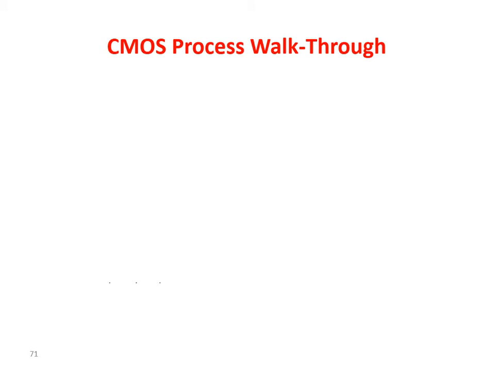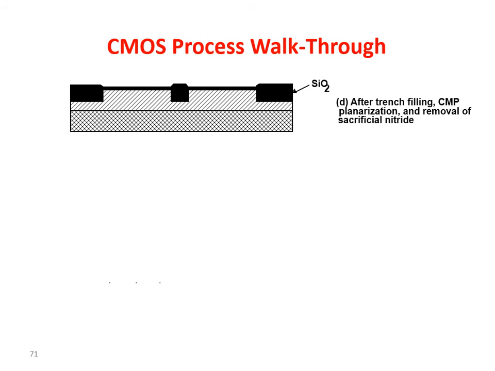We go on and we fill the trenches with SiO2, silicon oxide deposition. We put silicon oxide and it goes in the trenches. Then, of course, the structure is not going to be planar because it was already not planar. We need the planarization step to make everything flat again.